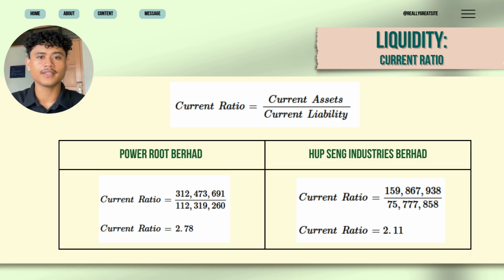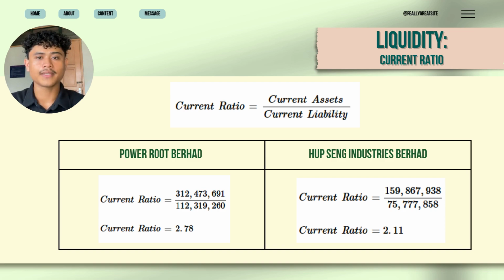For Seng Industries Berhad, the current ratio is calculated as 159.87 million ringgit divided by 75.78 million ringgit, resulting in a current ratio of 2.11 times. This means that for every 1 ringgit of its current liabilities, Seng has 2 ringgit 11 cents of current assets available to meet its short-term obligations.